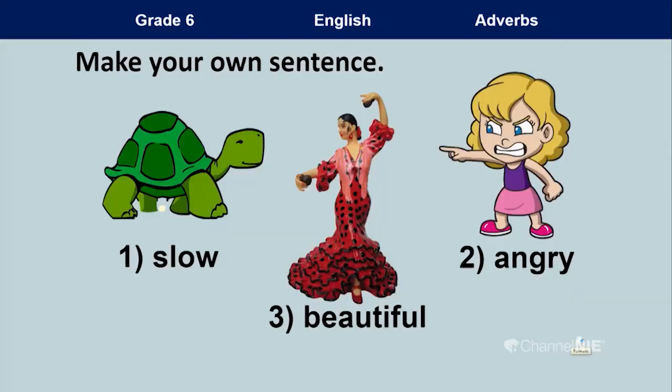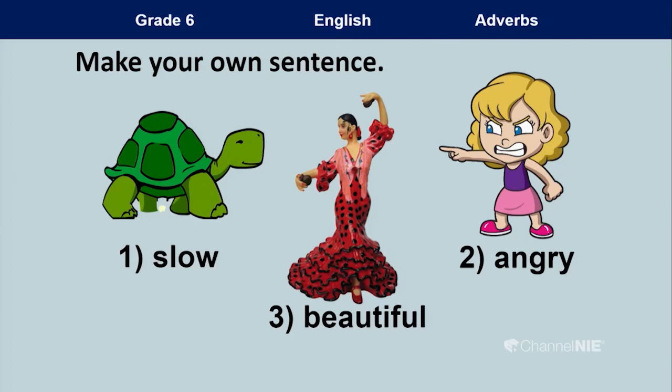All right. Now, children, you can see some beautiful pictures there. Now, you're going to make your own sentence and make sure that you use slow for the tortoise, beautiful for the dancer, angry for this child who looks angry here. And Miss Suchitra, we have given them the adjective, I think. That's right. We have given them the adjective. So, yes. Our children should be mindful to make the adverb out of the adjective.